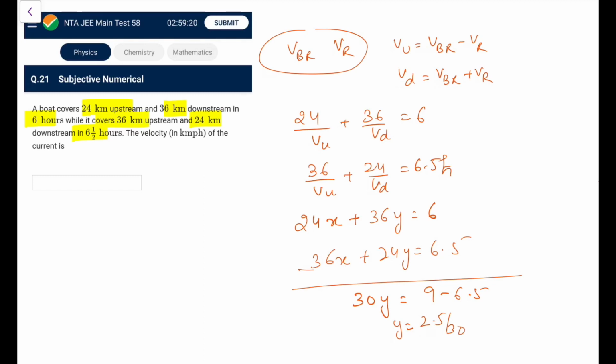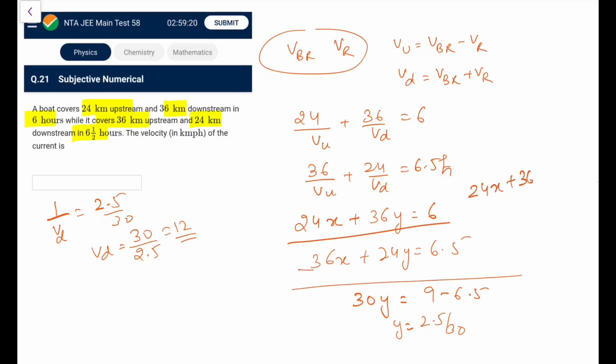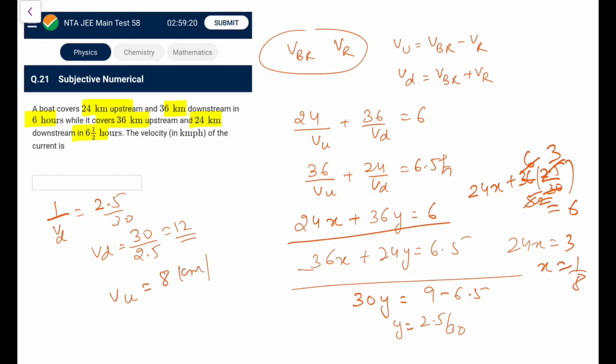So what we have is y, and we need to remember that y is 1 upon V downstream. So 1 upon V downstream is 2.5 by 30. So V downstream is 30 upon 2.5, which I can make out as 12. Okay, so this is 12. Now putting this value here, I get 24x plus 36 times 2.5 by 30 equals 6. So this is 6, this is 5, this is 2, this is 3. So 24x equals 3. So x comes out as 1 by 8. That means V upstream would be 8 km per hour.